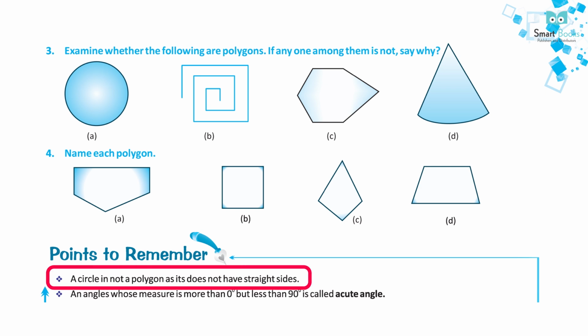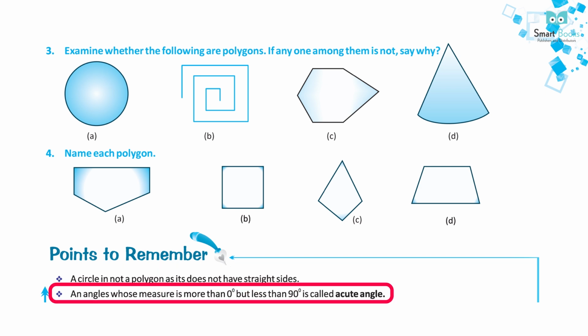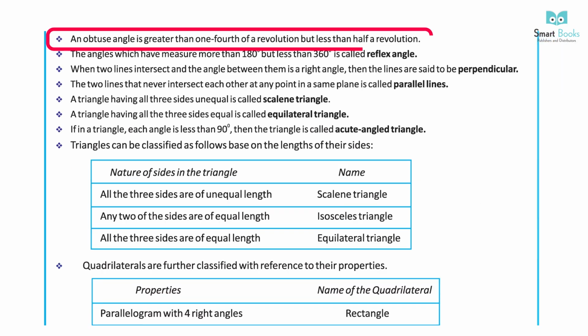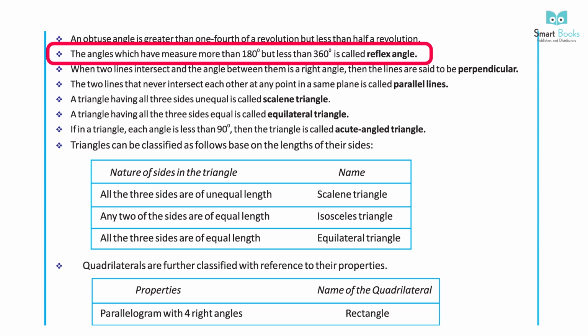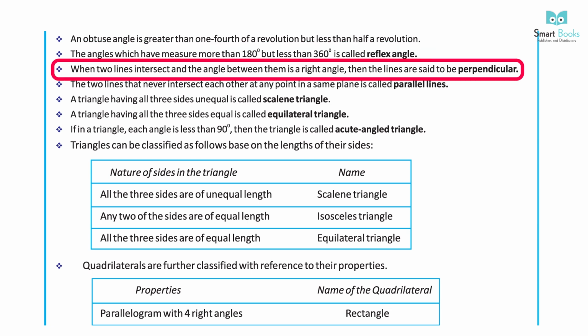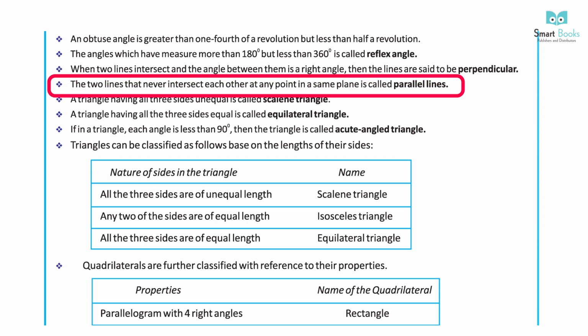Points to remember. A circle is not a polygon as it does not have straight sides. An angle whose measure is more than 0 degrees but less than 90 degrees is called an acute angle. An obtuse angle is greater than 1/4 of a revolution but less than half a revolution. Angles which measure more than 180 degrees but less than 360 degrees are called reflex angles. When two lines intersect and the angle between them is a straight angle, then the lines are said to be perpendicular. Lines that never intersect each other at any point in the same plane are called parallel lines.